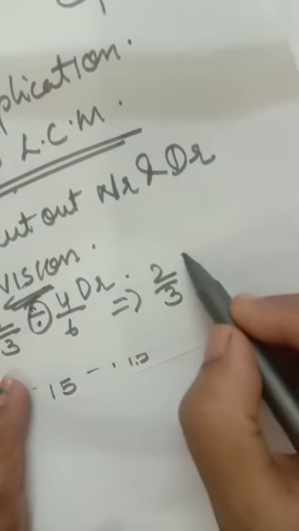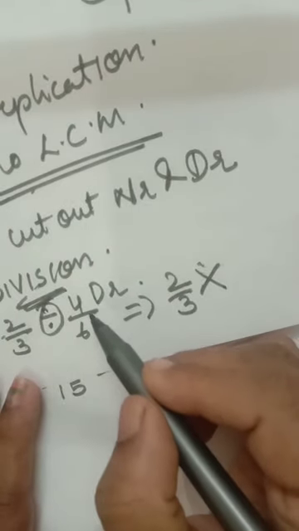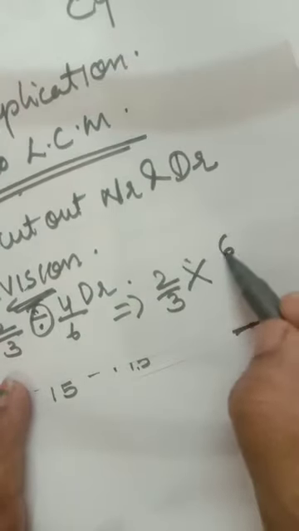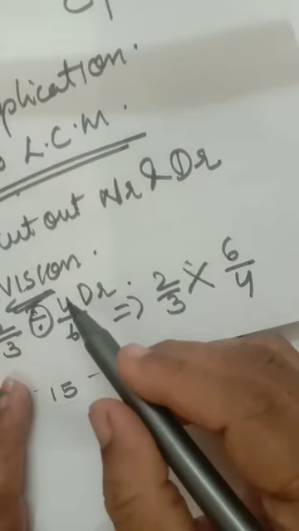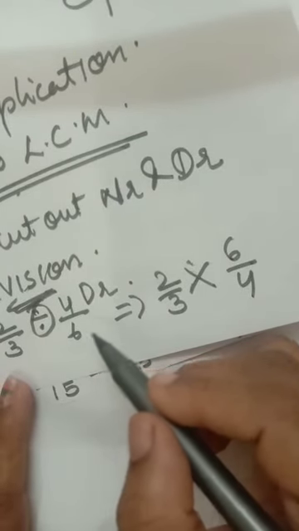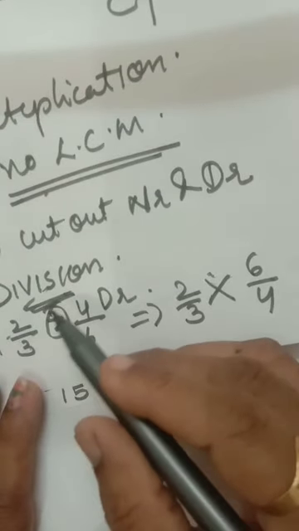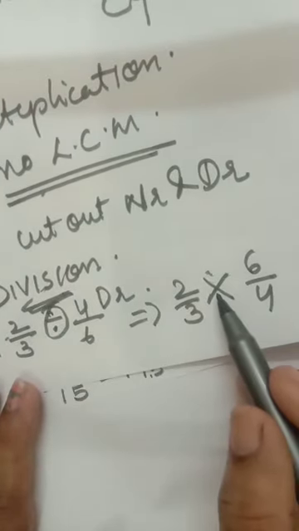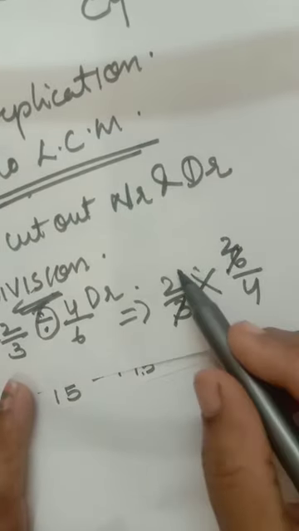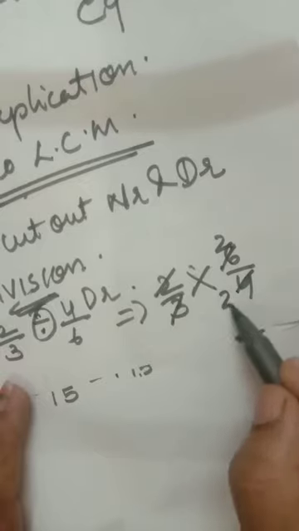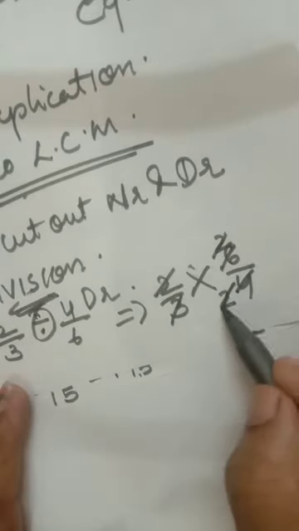Division converts to multiplication, and for this divisor you take the reciprocal: 6/4. Reciprocal means the numerator will go to the denominator side and the denominator moves to the numerator side. Division converted to multiplication, and cut it. 3 and 6, 2. 2 and 4, you cut it, 2. 2 and 2 cut it, you will get a 1. Clear?